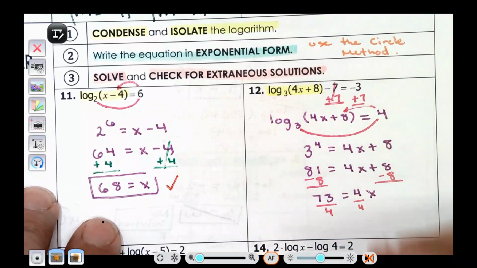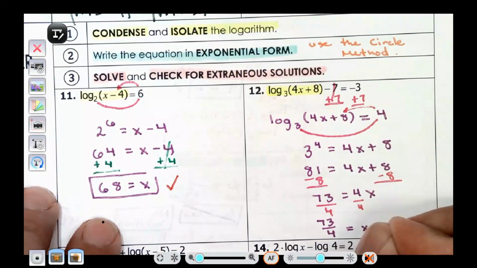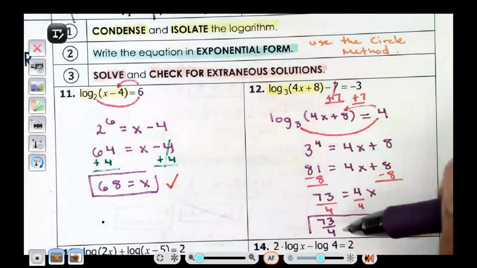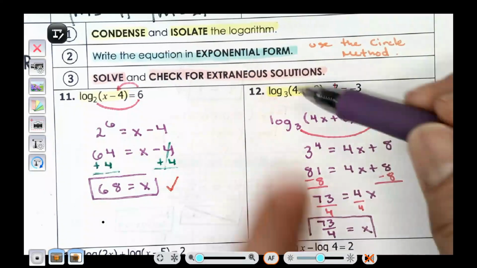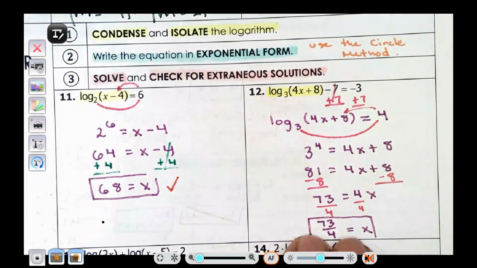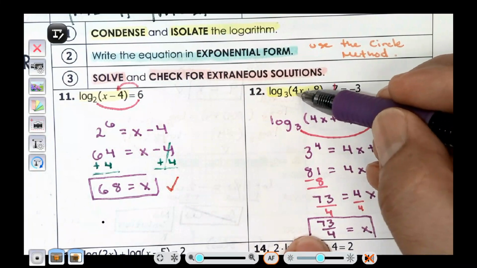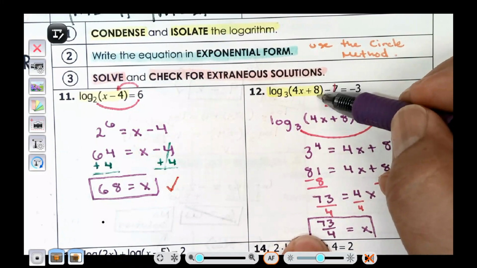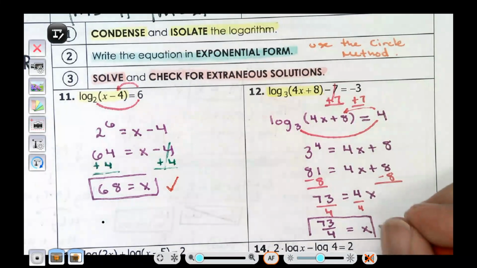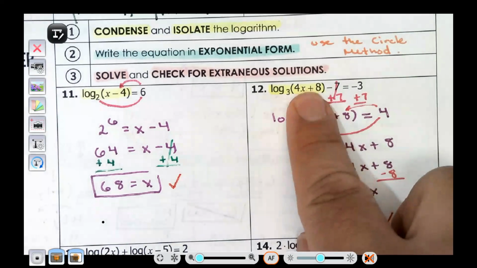Now, this one doesn't divide nicely, but that's okay. 73 over 4. We can just leave it like that. We got to run a quick check though. See, if I plug in 73 over 4, you can use a calculator, but look, you're plugging in a positive number. You're multiplying it by 4, so it's still positive. And then you're going to add an 8. Well, that makes it more positive. Then we're good. This definitely passes the test. But you can use a calculator to make sure. We just want to make sure the inside is always positive.